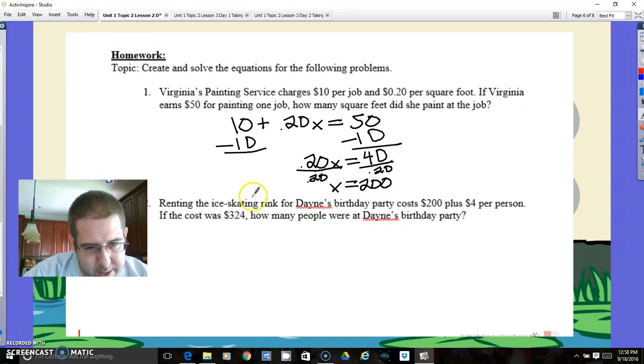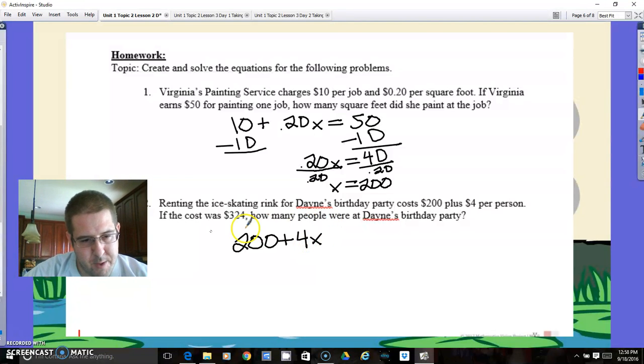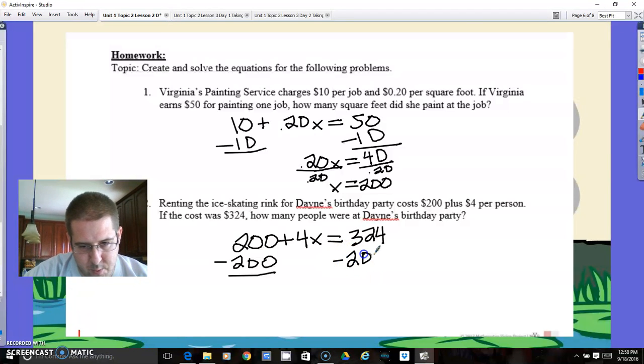Yep. Renting an ice skating rink for Dwayne's birthday costs $200 plus $4 per person. I'll make x the amount of people. If the cost was $324, so once again, we know it costs exactly $324, no more or less. How many people were at Dwayne's birthday party? All right, pretty straightforward again. So it looks like we don't have any inequalities here. I'm disappointed. These are all equations.